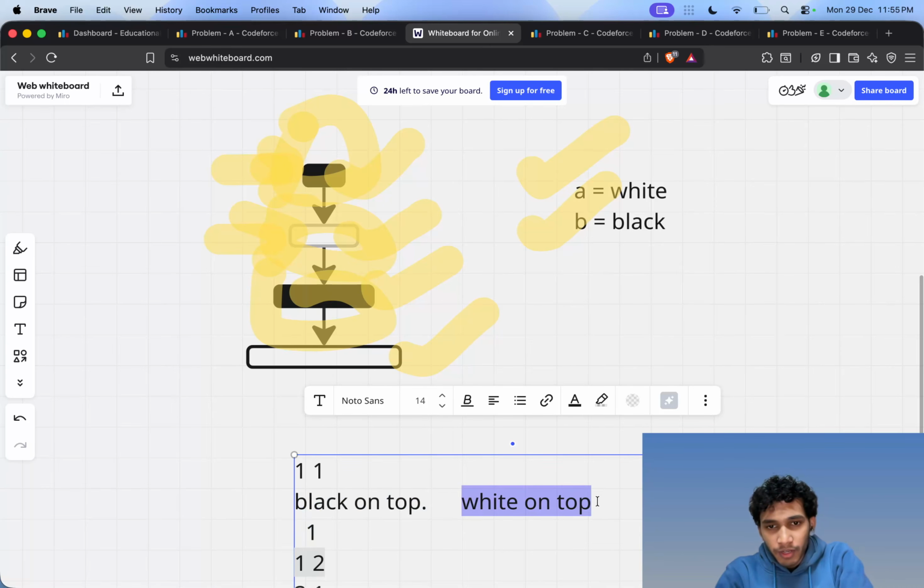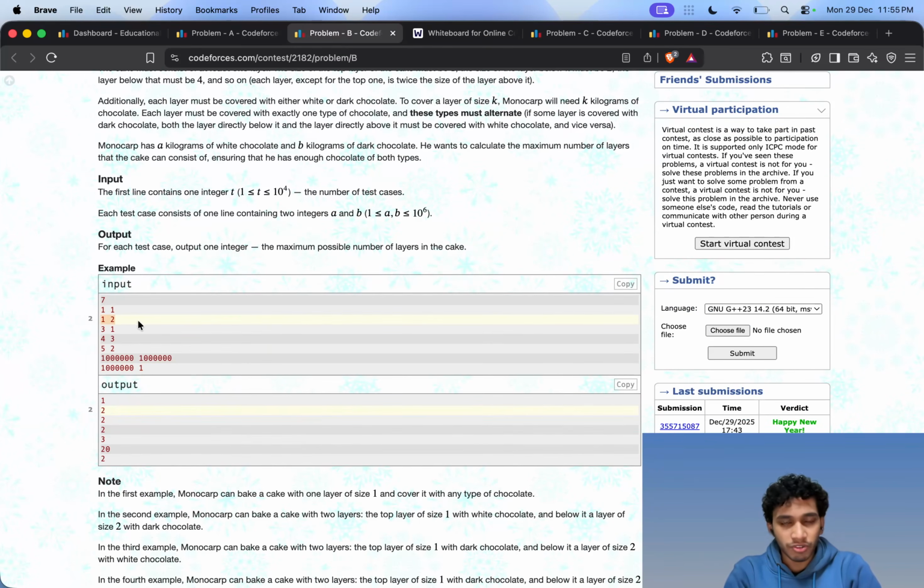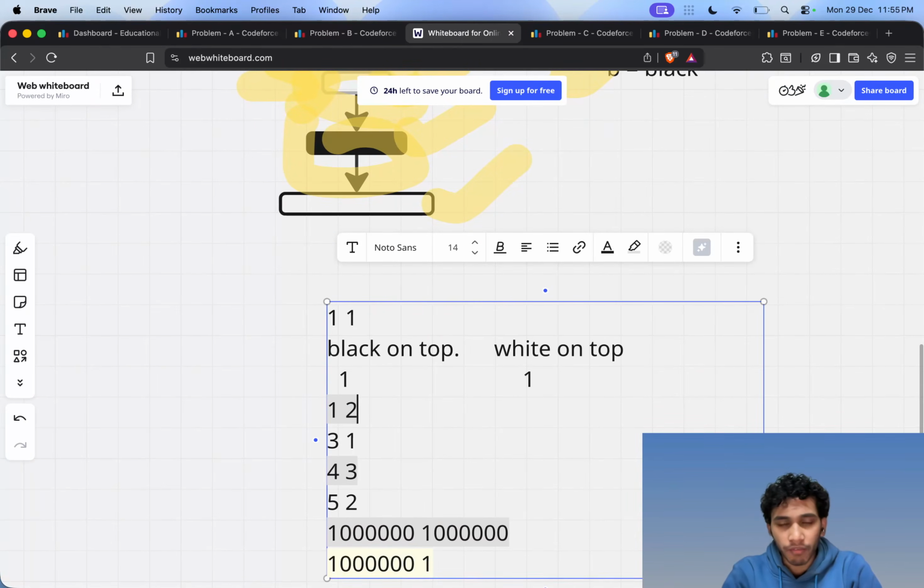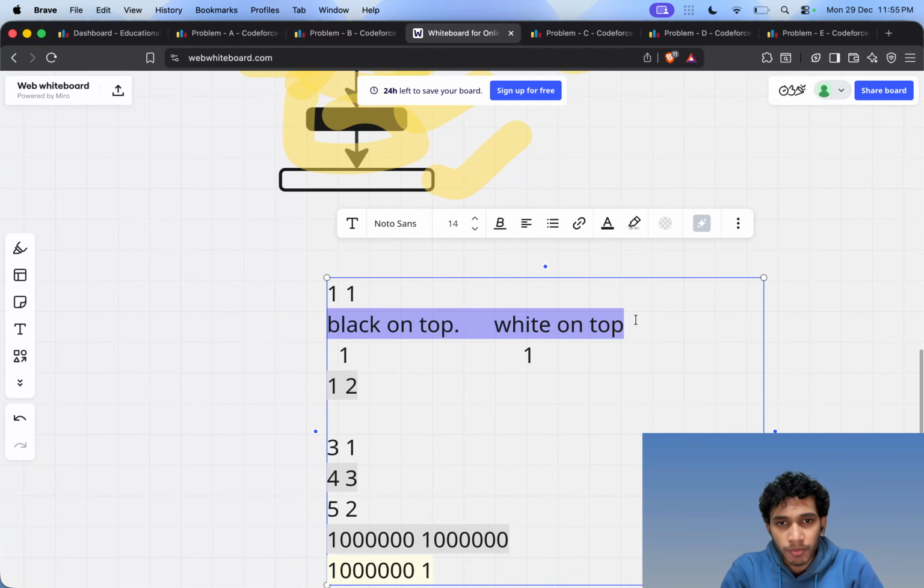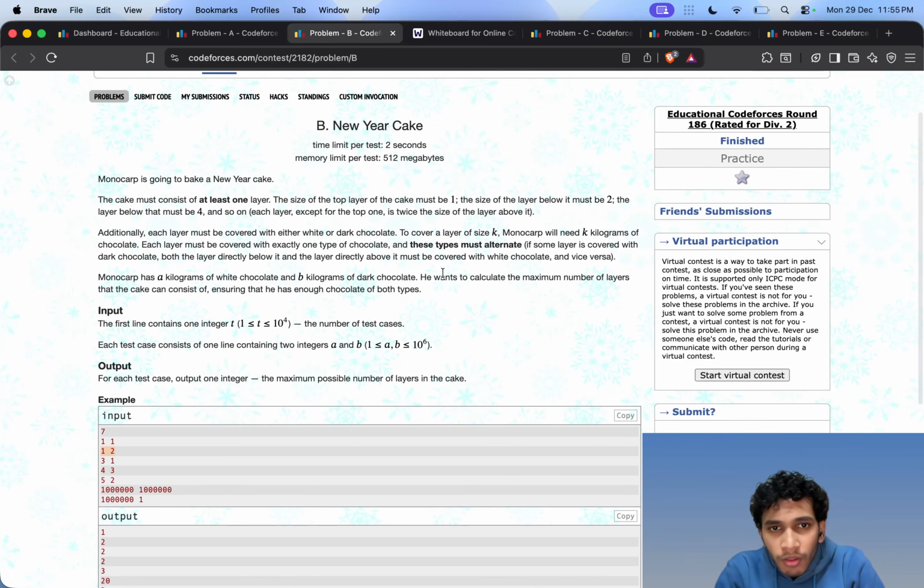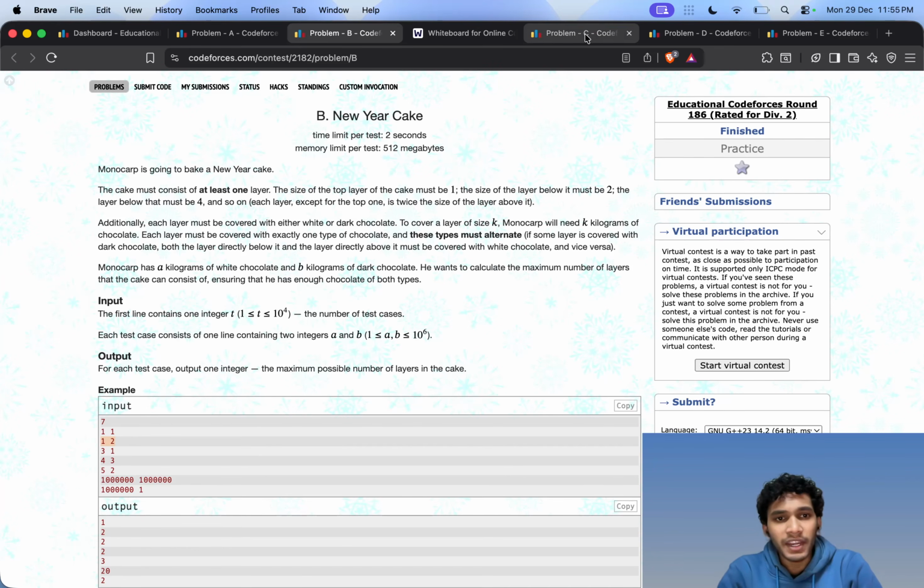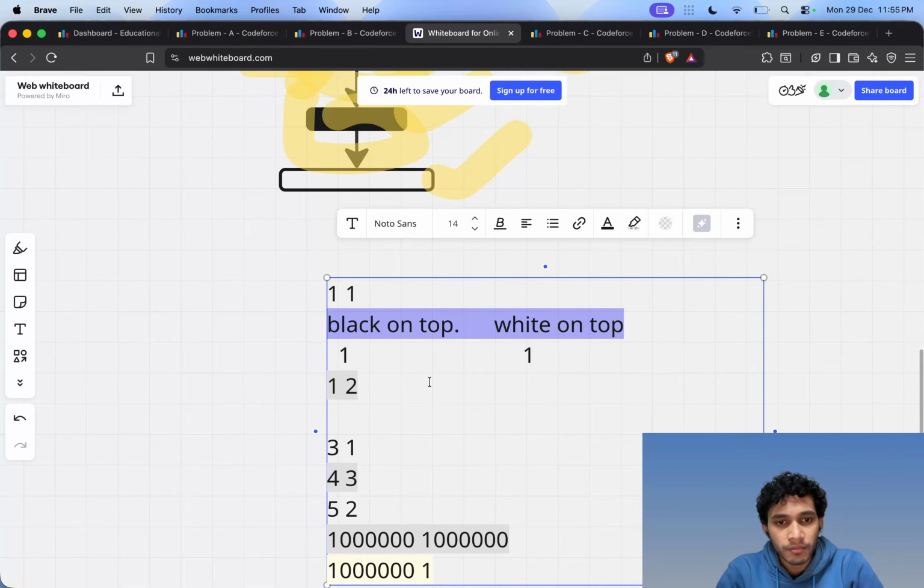Now similarly for white on top, for the first layer, one amount of white will be required, and for the second layer, two amount of black will be required. Can we have two amount of black? No, we cannot. So in this case as well, the number of layers that can be formed is 1. So our answer will be 1. Now let's move to the second case, where we have 1 and 2. Now for black on top, what is A and what is B? A is white and B is black.